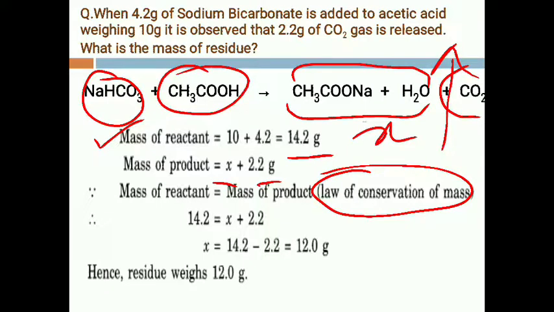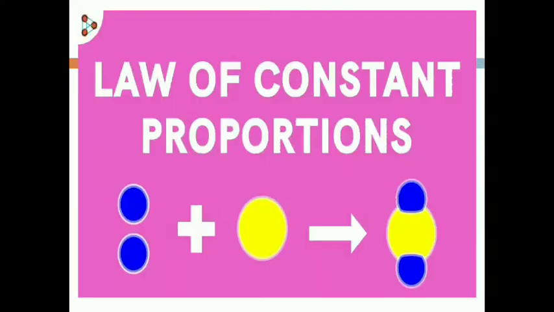The mass of reactant is equal to the mass of product. So if you apply it, 14.2 is equal to x plus 2.2, you can find x comes to be 12 grams. So this is how you can apply the law of conservation of mass.